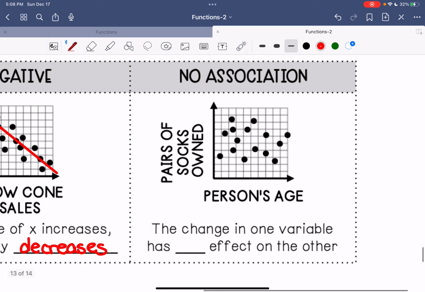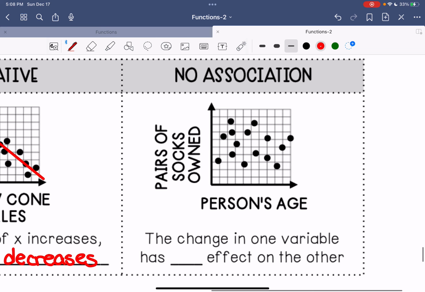And our final way to describe association, relationships, or correlation is no association, such as the association between a person's age and the amount of socks that they own. As you can see, our scatter plot dots are all over the place. They do not trend upwards or downwards. We cannot draw a line of best fit, so there's no association. The change in one variable has no effect on the other.